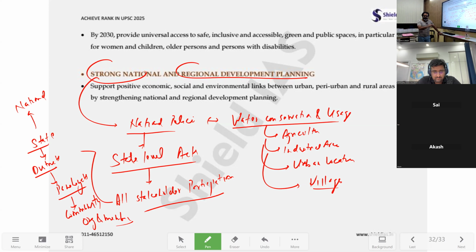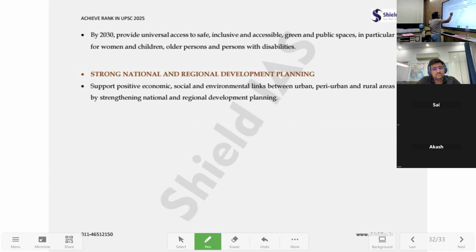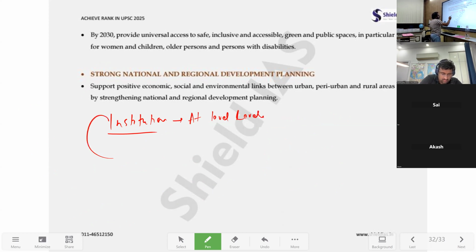Whenever we are talking about implementation of anything, two or three things become very, very important. First are the institutions. So three things to always remember in terms of implementation: first of all, institutions at all levels. Now, to run these institutions, what do we require? Proper guidelines for coordination. The next thing that is required is stakeholder participation.